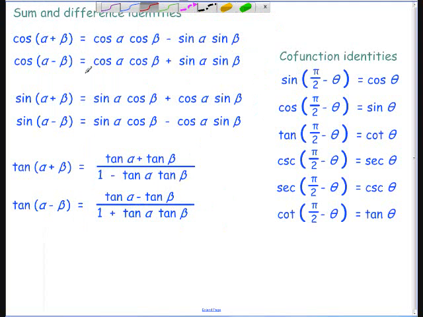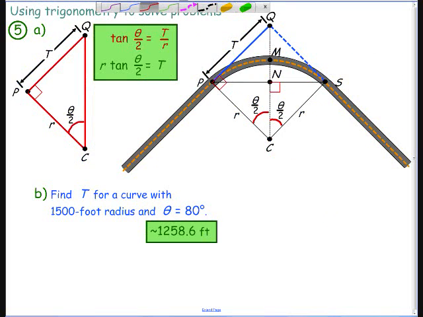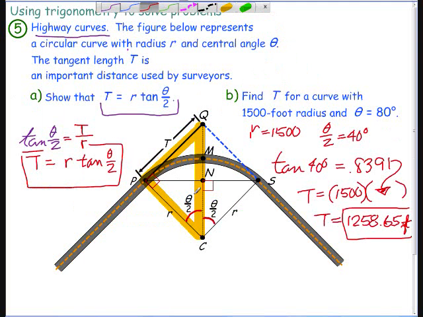Here are all your sum and difference identities, your cofunction identities, your double angle identities, your power reducing identities, your half angle identities. By the way, did that throw you off a little bit, seeing half angle here and thinking of your half angle identities? Sorry about that if that happened, because in this case we didn't even have to use any half angle identities.